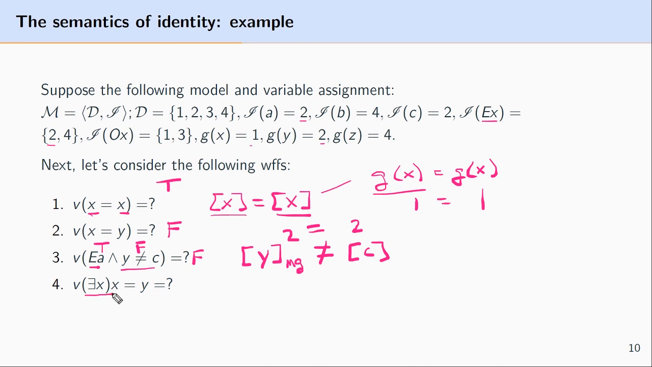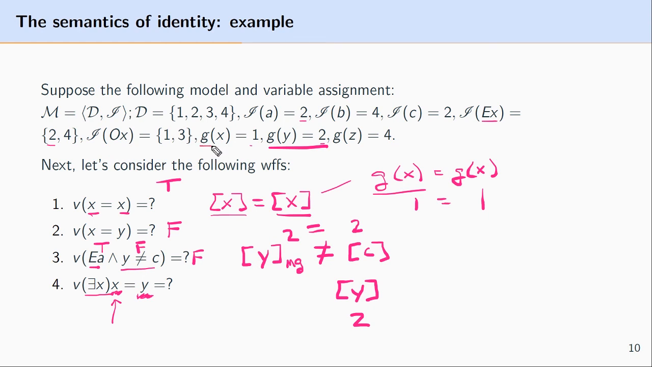Lastly, we have EX, X equals Y. To determine the truth value of this, what we're looking for is there a variant variable assignment, that is a way of assigning items from the domain to the variable X that would be identical to Y. What we're asking is there something that is identical to Y? So to do this, we first look at the denotation of Y, and that is defined by the variable assignment, which is 2.